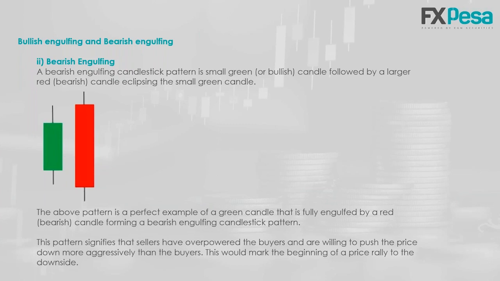Bearish engulfing is just the same case, a candlestick pattern where you have a small green, or bullish, candlestick, and then the candlestick that forms next is a large bearish candlestick, showing that the bears are now getting the strength. The pattern shows that the sellers have overpowered the buyers and are willing to push the price down more aggressively than the buyers, and it might mark the beginning of a downside.